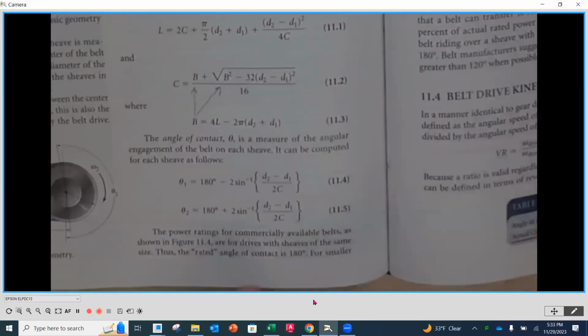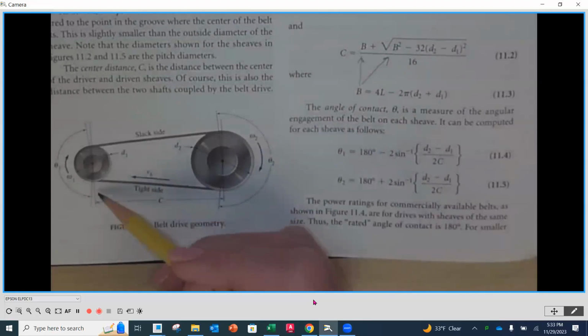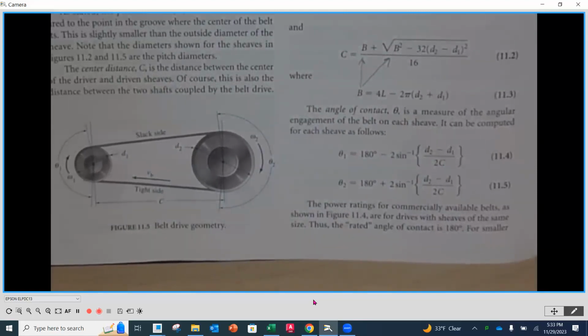The last equations that we have here are the angle of contact. We already talked about that, and that's how much wrap we get on our belt, with a minimum of 120 degrees. You can imagine that the closer these get together, or the further apart they are, it's going to change that angle of wrap. So we always want to test that to make sure that we're at 120 or greater.